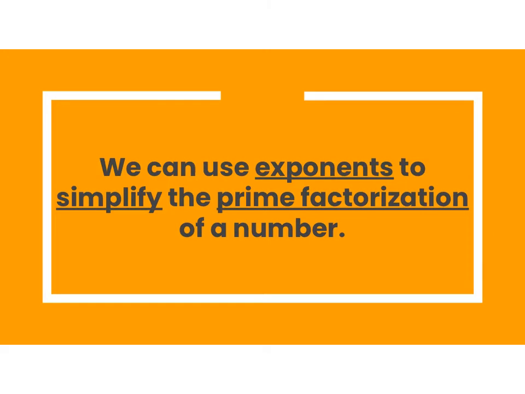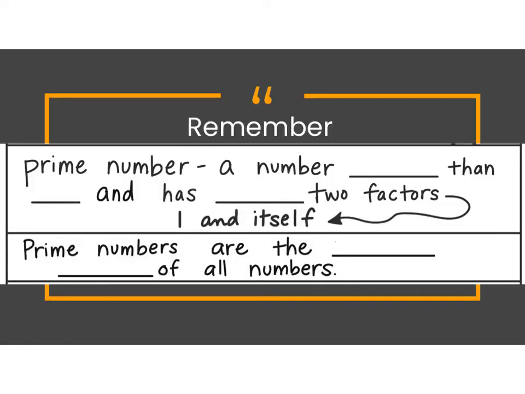We can use exponents to simplify the prime factorization of a number. Remember that a prime number is a number that is greater than 1 and has exactly 2 factors, 1 and itself. Prime numbers are the building blocks of all numbers.